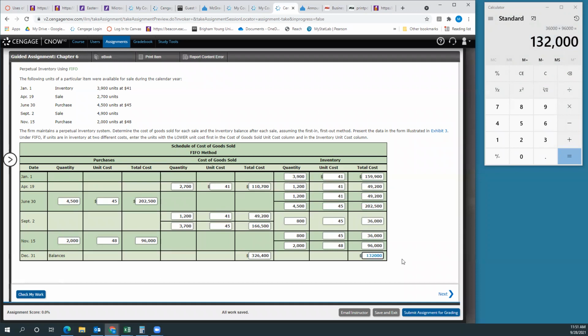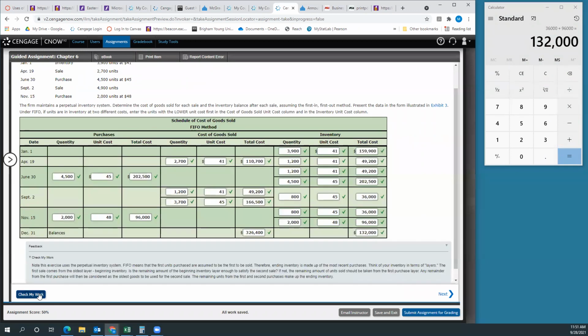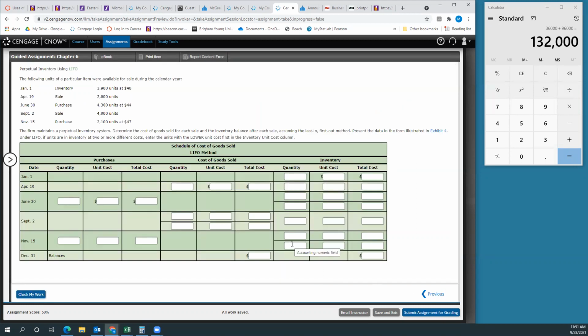All right, so there's all our numbers. We'll do a check to make sure I didn't make any arithmetic errors, which is very possible, but I didn't. And then we're ready to move on to the next one, which is kind of the exact same problem, except we'll be using last in, first out instead of first in, first out.